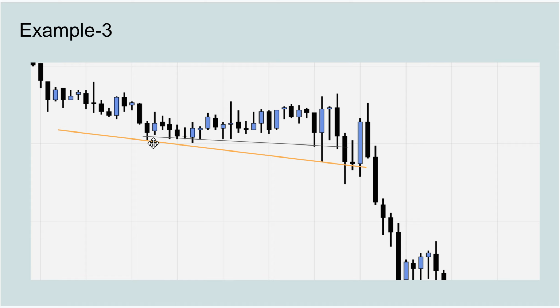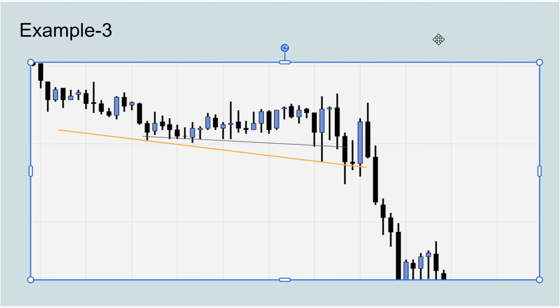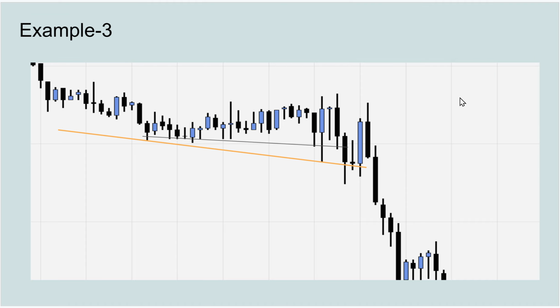If you practice, you will slowly see these levels. It doesn't matter how you want to draw, as long as it has multiple touches and the range is big, you are good. Then you can see the clear breakout bar here. Again, you need to look for the breakout bar. So this is the breakout bar. Follow-through bar, not a good follow-through, but still a follow-through bar.